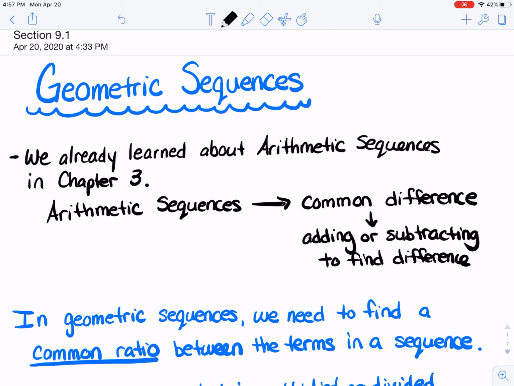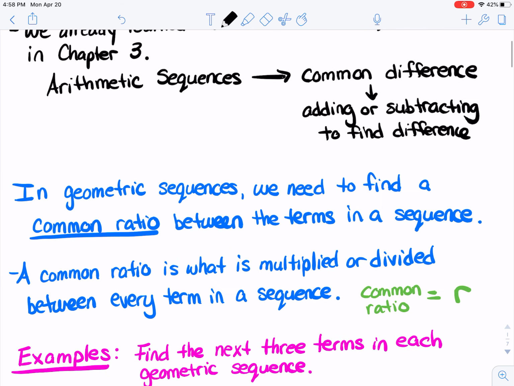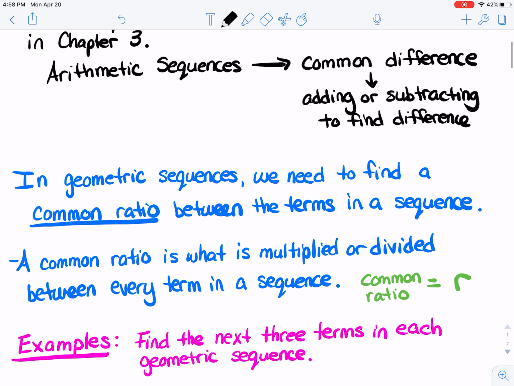In order to have a common difference between the terms, you had to look for where you add 2, add 2, add 2, add 2, or you subtract 3, subtract 3, subtract 3, then you knew you had an arithmetic sequence. So that was what a common difference is. There are some similarities when they use the vocabulary words for terms and sequence, but no longer do you have a common difference. What you have now in geometric sequences is what's called a common ratio.